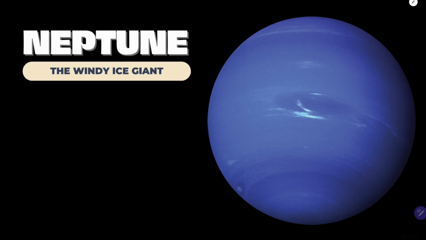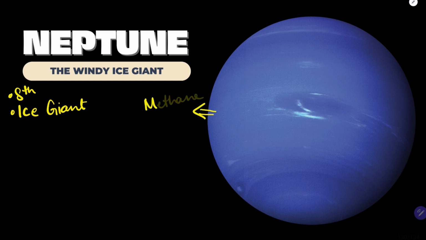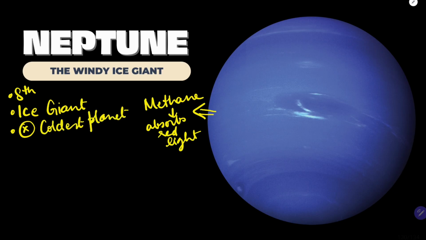The last planet is Neptune, the windy ice giant. Neptune is the eighth and farthest planet from the Sun. Just like Uranus, it is classified as an ice giant. Its deep blue color is due to methane, which absorbs red light. Though it is the farthest planet from the Sun, it is not the coldest planet. This is because of its internal heat, which makes it slightly warmer than Uranus.